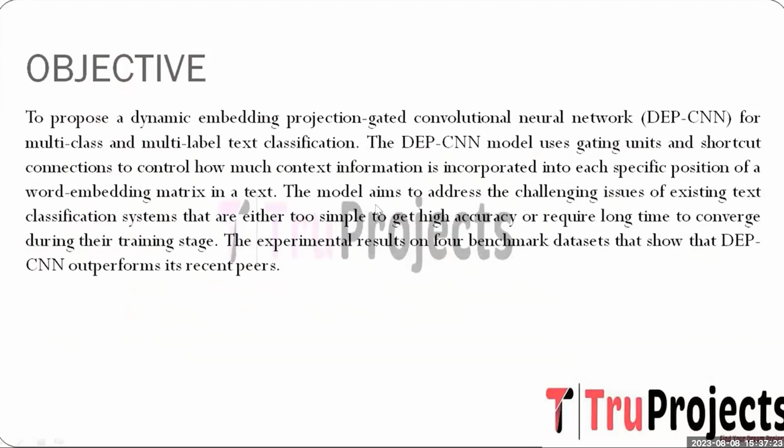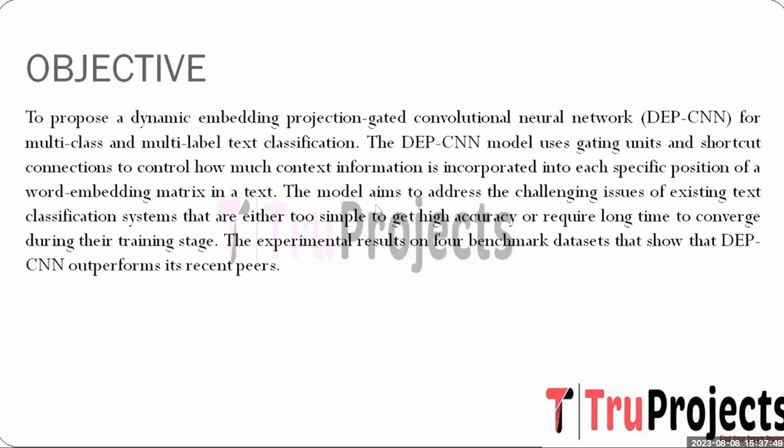Introducing an innovative stride in text classification, we present the dynamic embedding projection gated convolutional neural network tailored for both multi-class and multi-label scenarios. This harnesses gating units and shortcut connections, skillfully regulating the infusion of contextual insight into the distinct sequence of a word embedding matrix within a text.